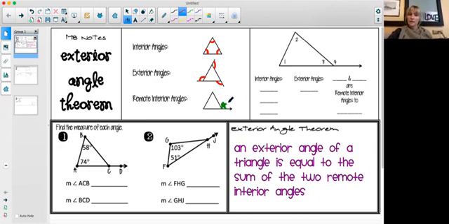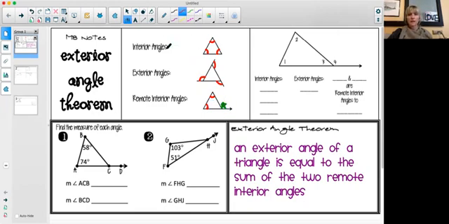So this here is an exterior angle. This interior angle would be adjacent to that exterior angle. So these other two angles here that I'm going to mark with red arcs, those would be considered the remote interior angles because they are interior, but they are not adjacent to the exterior angle.